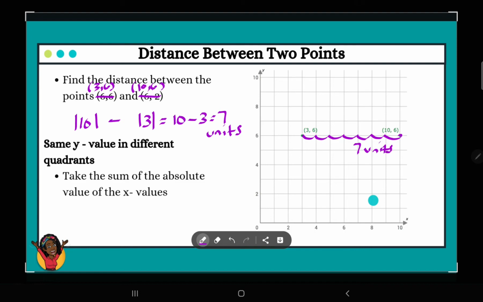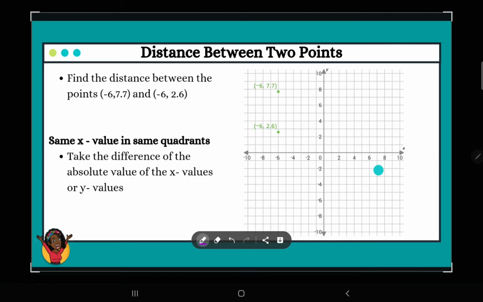Okay. In some examples like this one where we have decimals, it's not so easy to count on the coordinate grid because we find that our numbers are in between values. So this is where the formula really is useful. So here we see that our x values are the same. So we're going to be working with the absolute value of our y values. They're in the same quadrant, so I'm going to subtract.